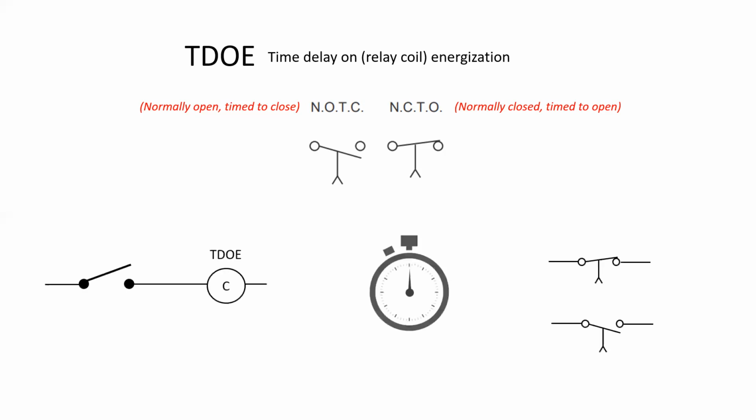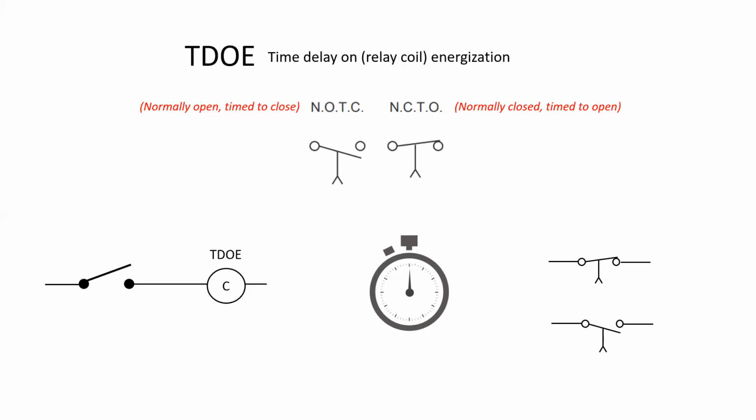Let's take a look. We've got a TDOE relay coil on the left-hand side, a stopwatch in the middle, and then the contacts that the coil is controlling are located on the right-hand side. When I close the switch, the timer should start. So let's see what happens. The timer is now timing, and as soon as the time has elapsed, the timed contacts open and close, depending on what their original normal state was. When I de-energize the coil, there's no time delay, and the contacts go back to their normal state.